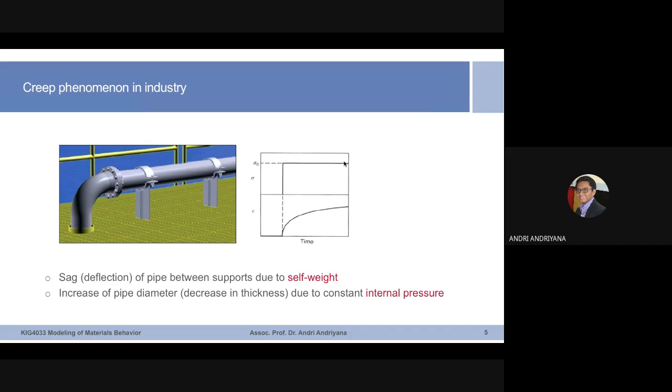However, if the pipe is made of materials which show significant viscoelastic response, the pipe will continuously decrease in thickness. This continuous change in deformation, in strain, at constant stress is another example of the creep phenomenon in industry. So when we design a pipe made of viscoelastic materials, as mechanical engineers, we need to make sure that the resulting deformations, for instance the change of thickness, remain within allowable ranges.